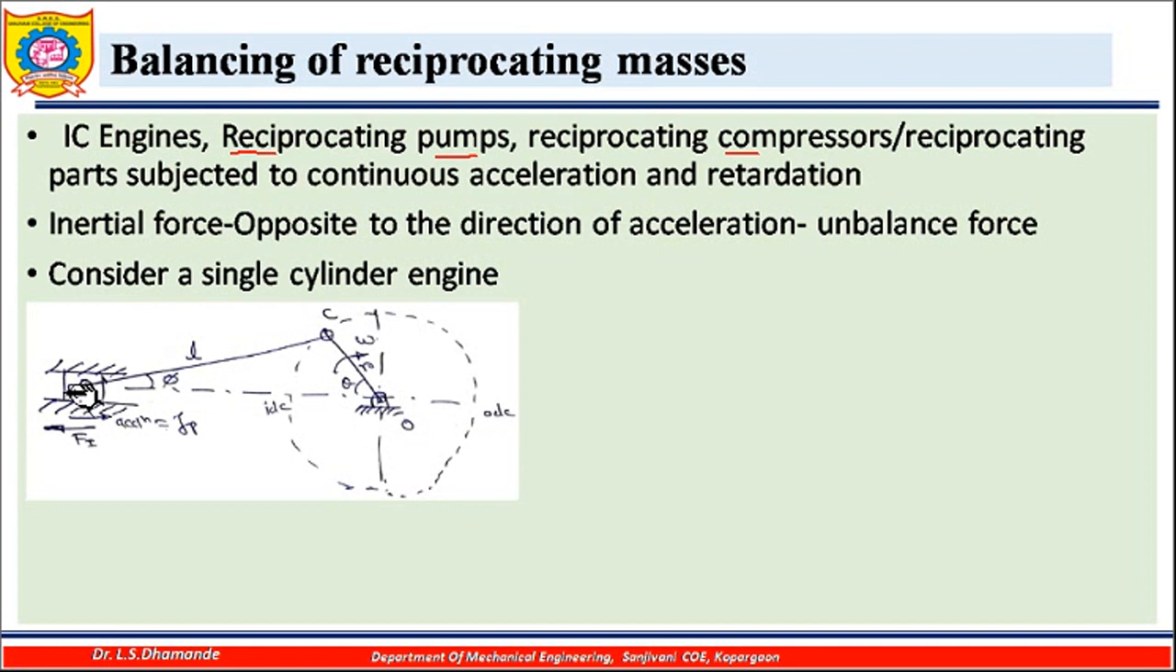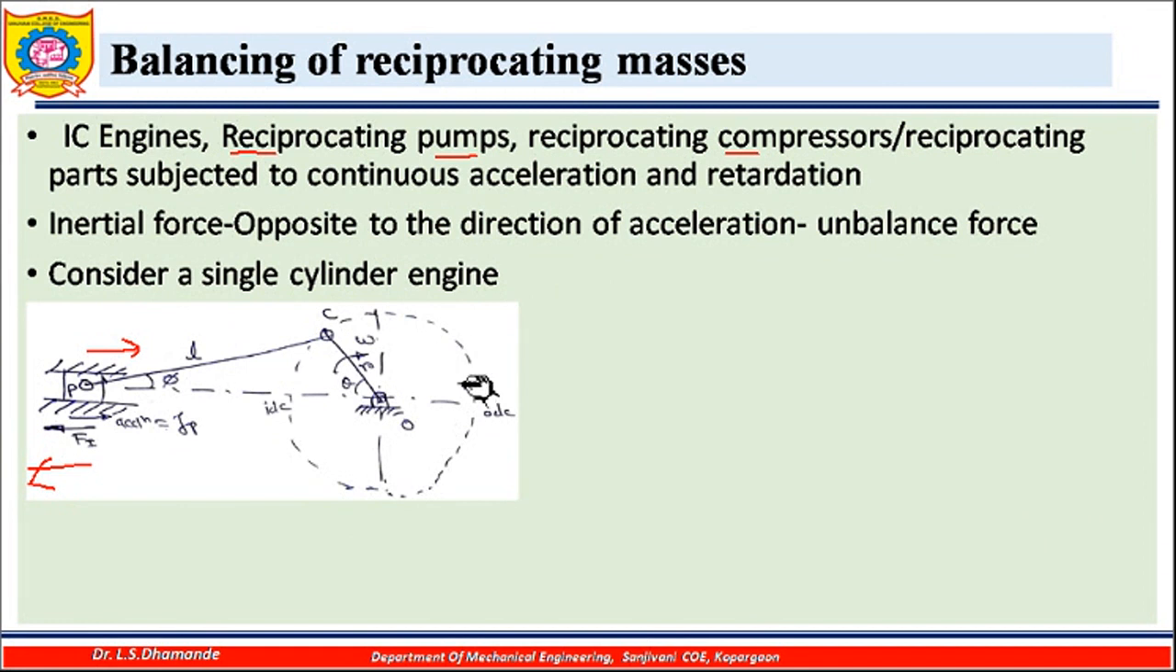We have this piston which reciprocates in the cylinder. When you move this piston towards the right, because of its mass, it will offer an inertia force in the opposite direction. Here the direction of rotation is clockwise, so the piston will try to move towards the right, and the inertia force will be in the opposite direction, towards the left. This inertia force is what causes the unbalanced force.